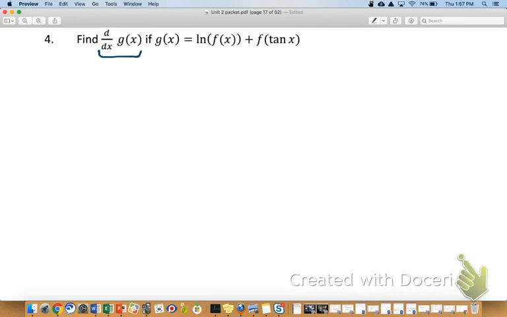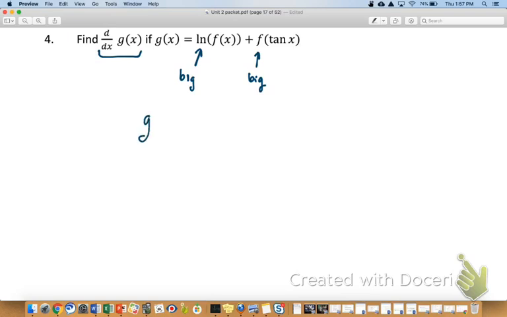Can you see how both terms are composite? It's not just ln of x, it's ln of some other function. And it's not f of x, it's f of tangent of x. So, in the first one, which one's the bigger box? Which one's the bigger function? ln of something, that's the big box, meaning that f of x is the little box. In the second term, which one's the big box? f of something is the big box, right? Tangent would be the little.